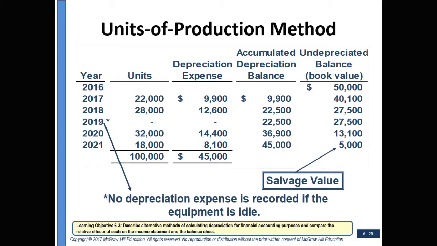In a year in which the equipment perhaps sits idle, you did not create that product that year, there would be no depreciation expense associated with that asset. It did not contribute to production. And as you are using a units of production method, you would result at zero depreciation.